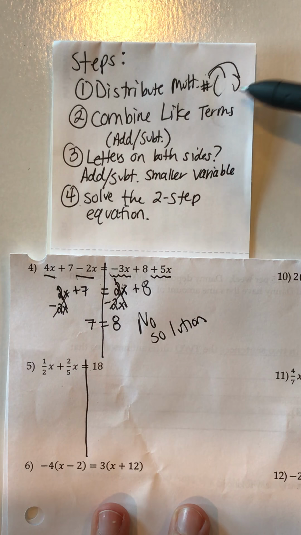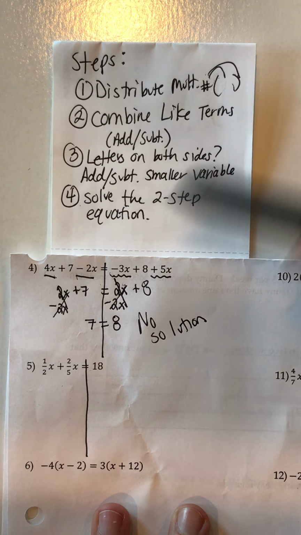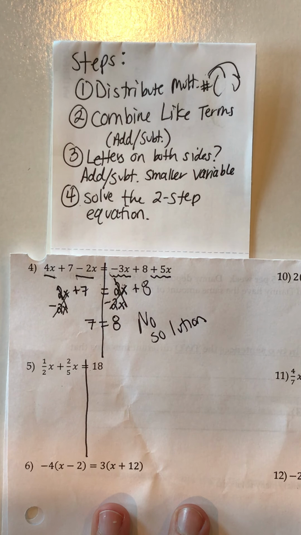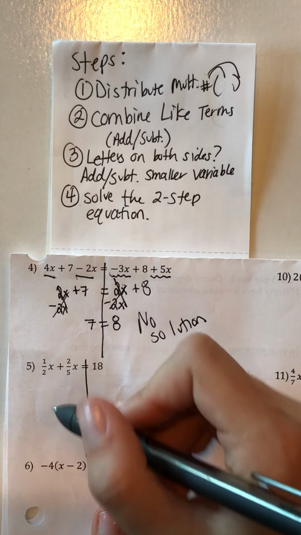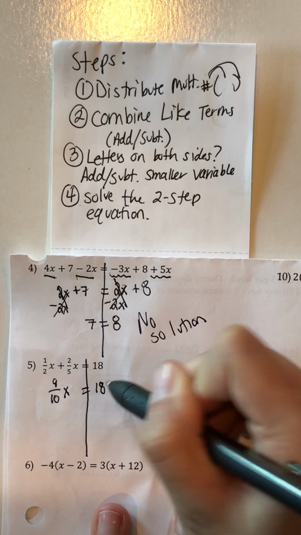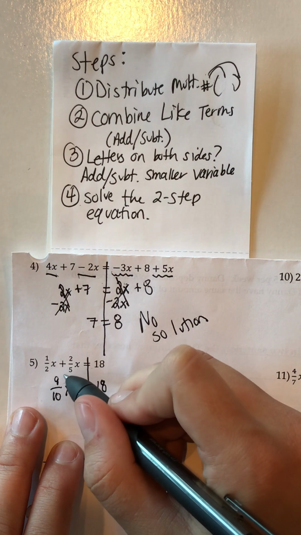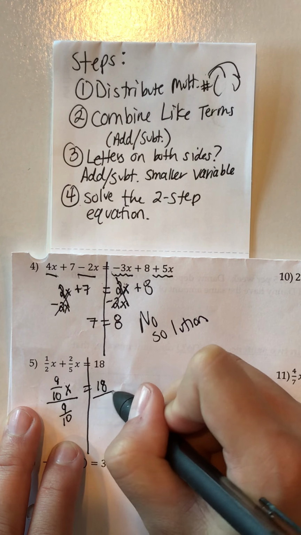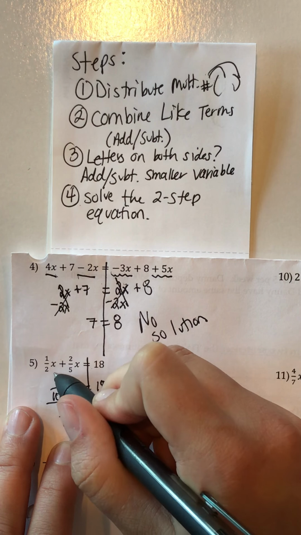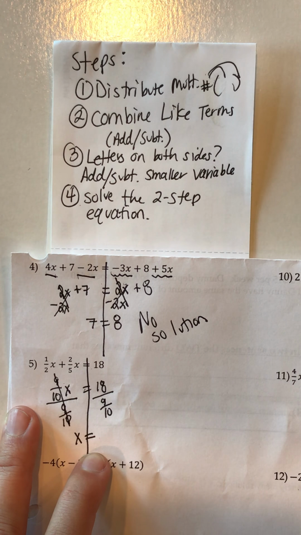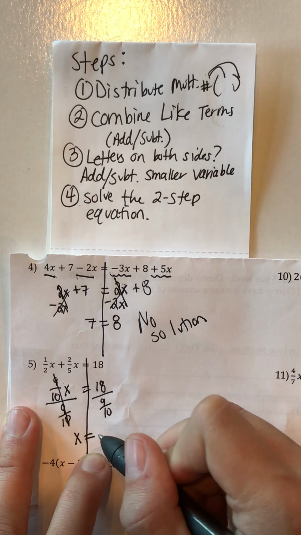If I look at problem number 5, there is no distributive property. Are there like terms? There are. 1/2 x plus 2/5 x gives me 9/10 x. Drop down that equals 18. And now this is just a one-step equation. This fraction is being multiplied to that x, so I'm going to divide both sides by 9/10. They cancel on the left, and I get x equals 18 divided by 9/10, which is going to give me 20.